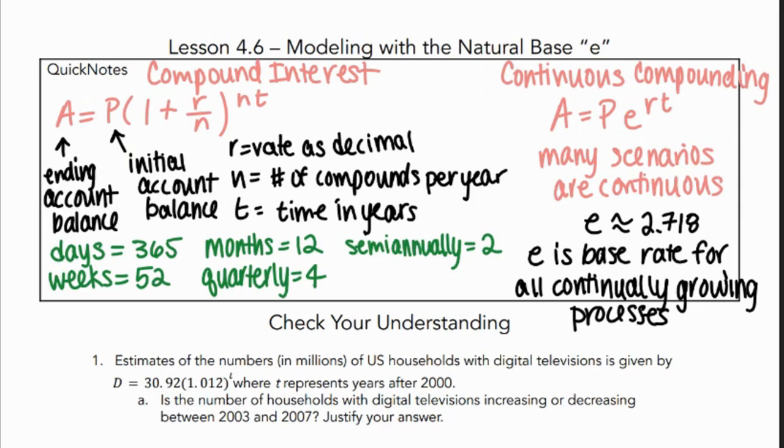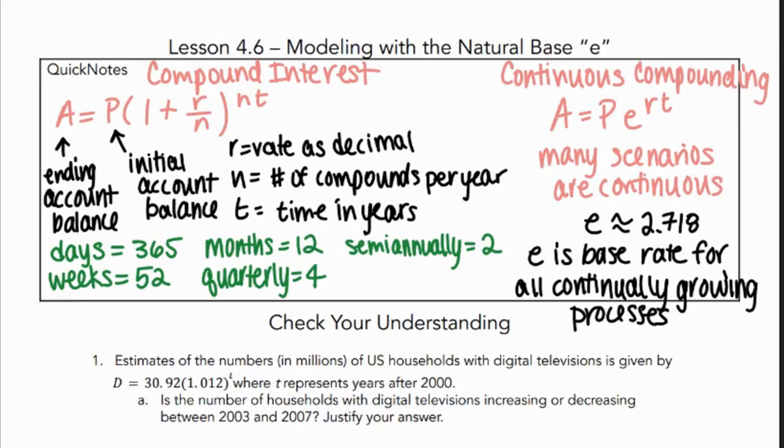Now, if you don't know how many days, weeks, or months there are in the year, then I've written that at the bottom. So there's 365 days per year, 52 weeks in a year, 12 months in a year. Quarterly, think of 4 quarters in a dollar. There's 4 quarters in a year. And semi-annually is like half. So every half a year is semi-annual. So there are 2 of those per year.